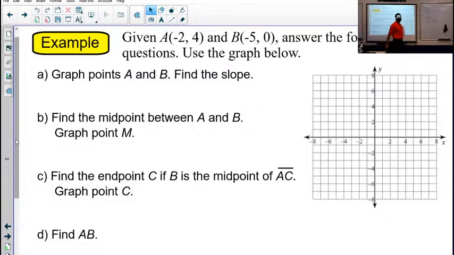So I'm just going to look at parts A and B. Now we're looking at examples in the notes. So it should be your first example in that packet.